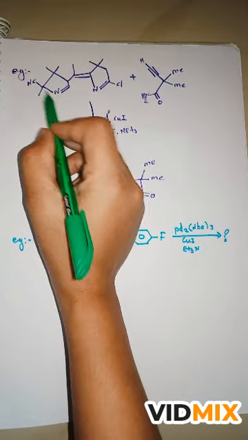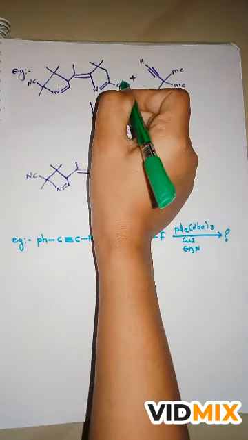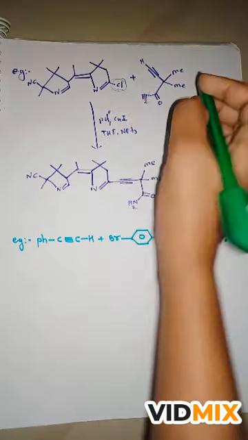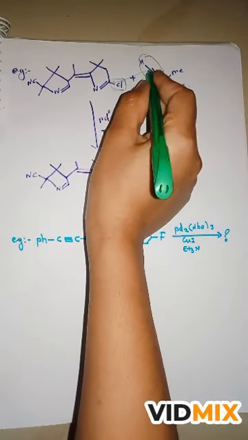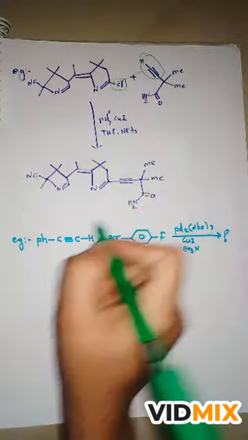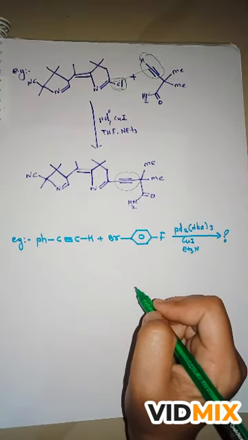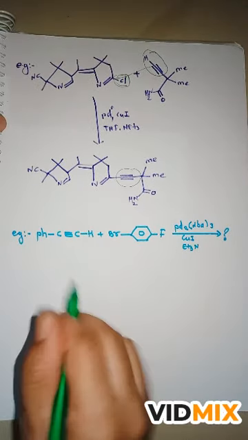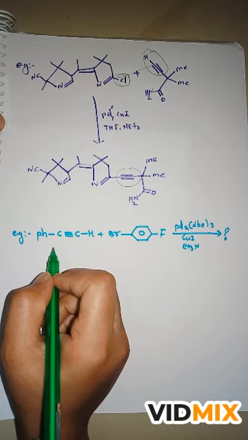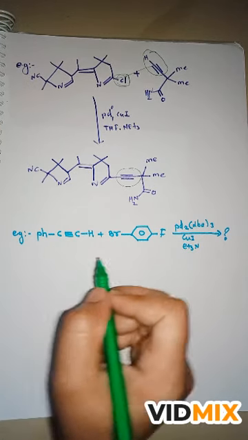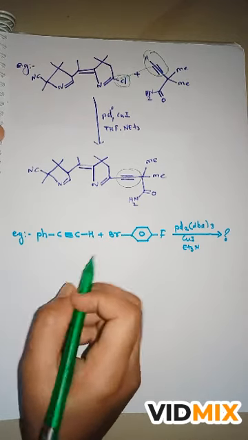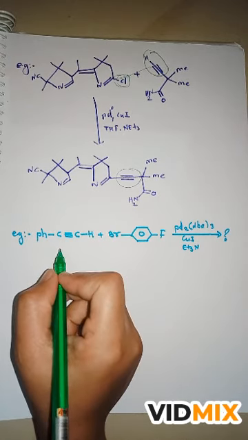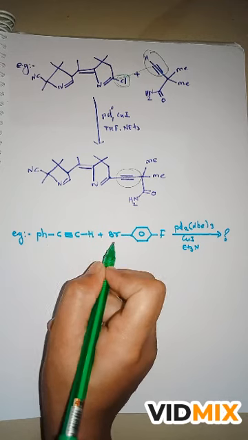Here is the next example. Here is also this halide and this terminal alkyne. We just join this to this, and here is our internal alkyne as a product. In the previous video we discussed the cyclic mechanism of the Sonogashira coupling reaction. Here we are going to see the straight mechanism of the Sonogashira coupling reaction.